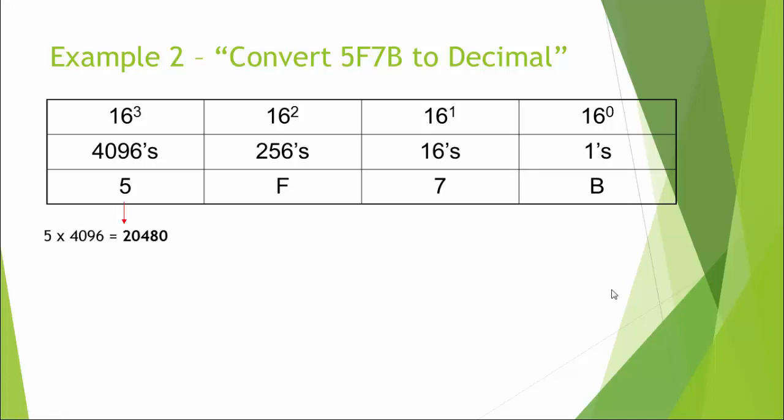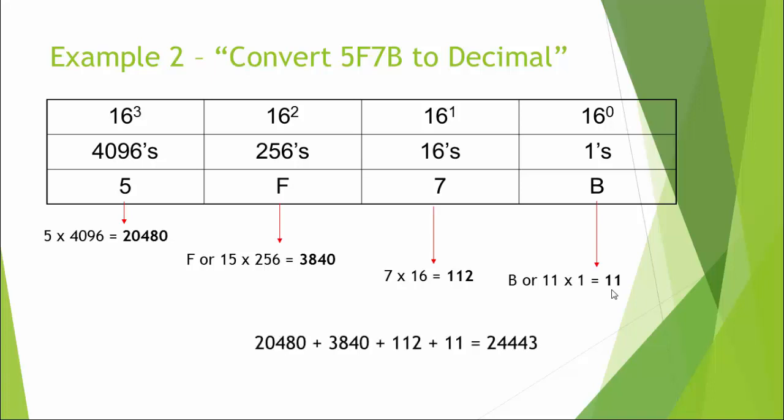5 times 4096 is 20,480. 15 times 256 is still 3840. 7 times 16 being 112. And 11 times 1 being 11. Add them all together, and we get our decimal version of 5F7B. Now this starts to point out to us how much more efficient it is, how much more condensed a number is if we have hexadecimal. It's only 4 digits in hexadecimal, but it's in fact 5 in decimal.